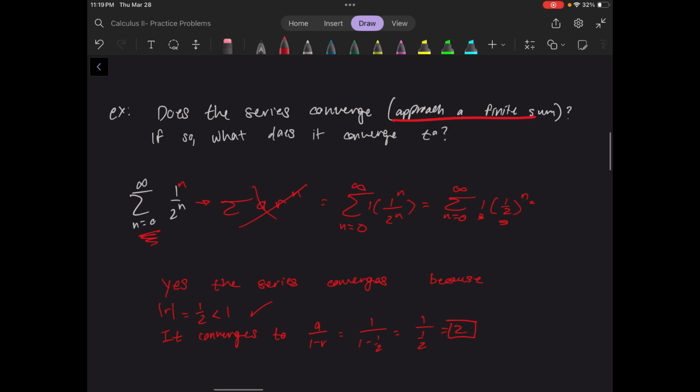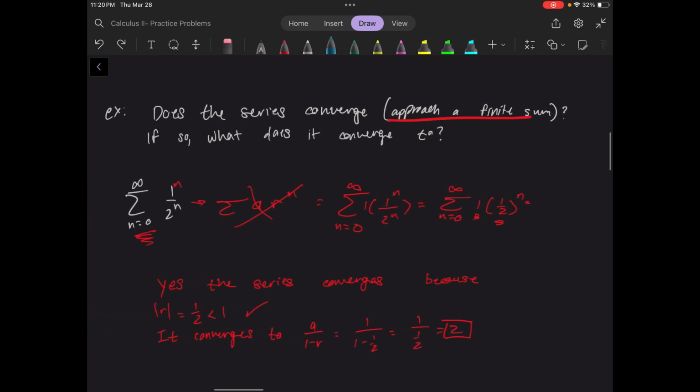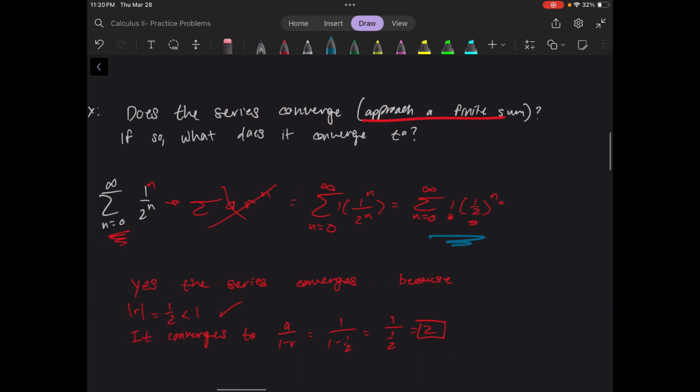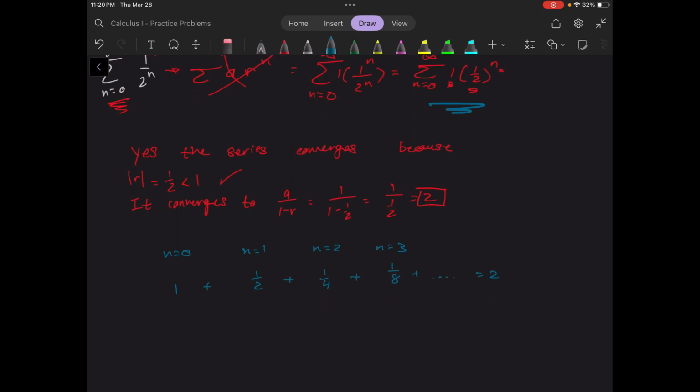But at this point, you may be wondering, what does this really mean? First we could look at the terms. What are the terms of this series right here? I'm just going to write out a few terms. If n is equal to 0, we get 1. If n is equal to 1, we're going to get 1 times 1/2, or 1/2, and this process repeats. And we are adding all these up, and apparently if you add these up as you go to infinity, we get 2.